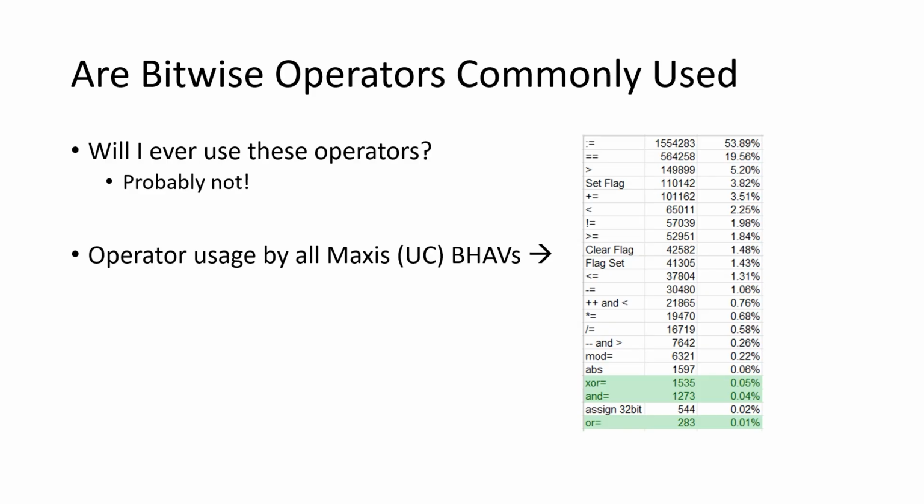Whereas set flag is number 4 in the list. And clear flag and flag set are quite high up as well. They've got reasonable percentages. They're 1.5%.